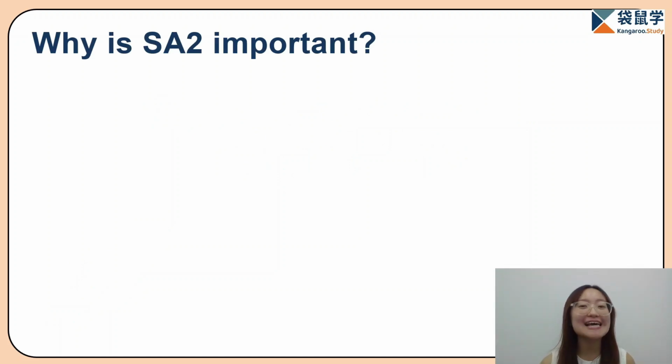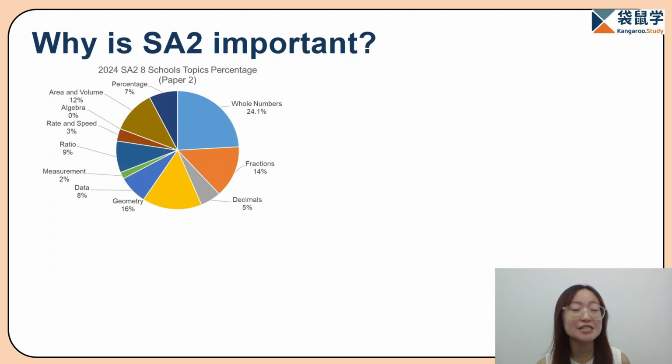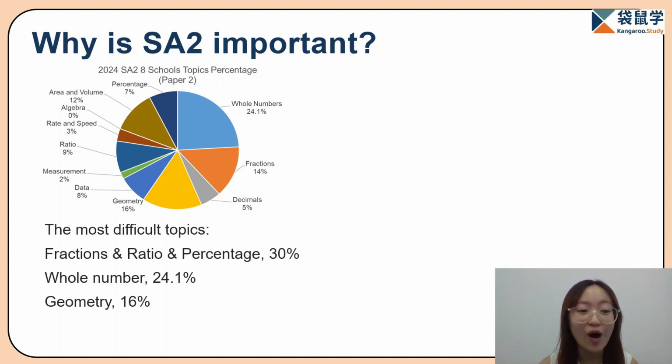So we have analyzed 8 SA2 papers from different schools, specifically the paper 2s because they are higher in difficulty. And we grouped all the questions according to their topics. So here is a look at the pie chart. What we found was that the most difficult topic was fractions, ratio and percentage at 30%, followed by whole numbers at 24.1% and geometry at 16%.